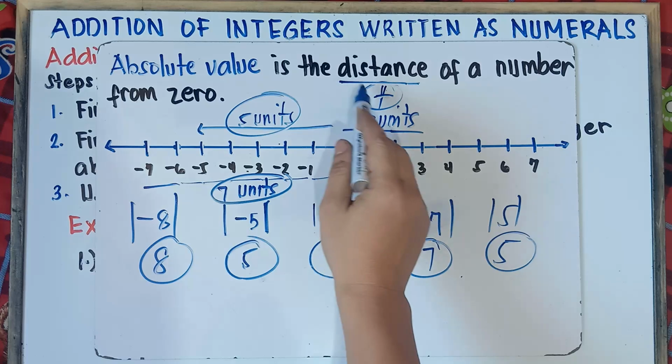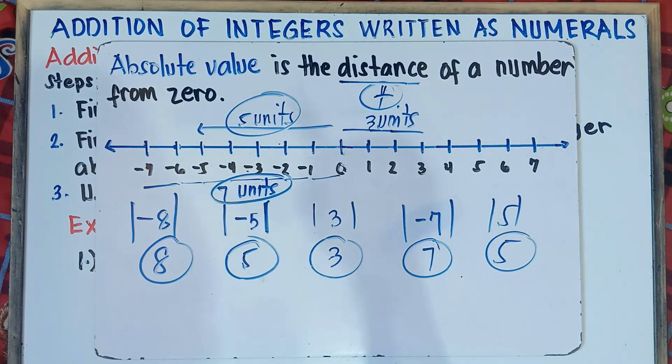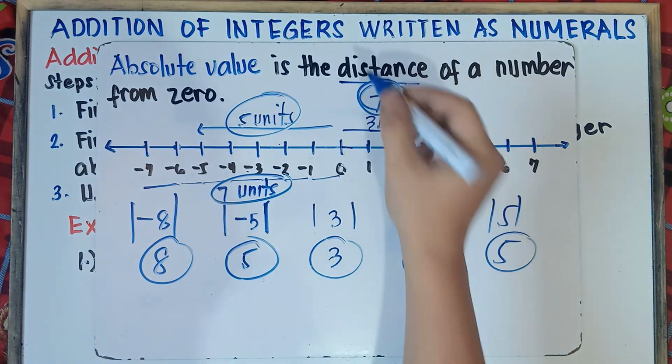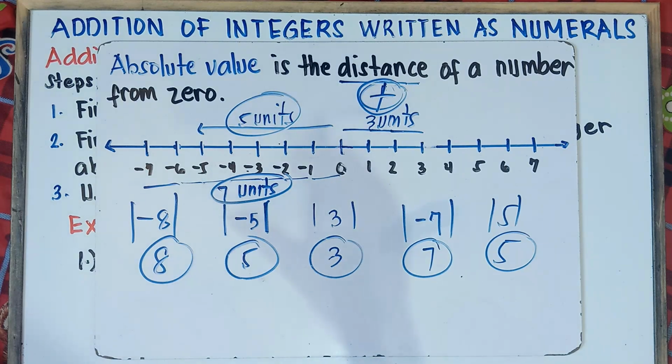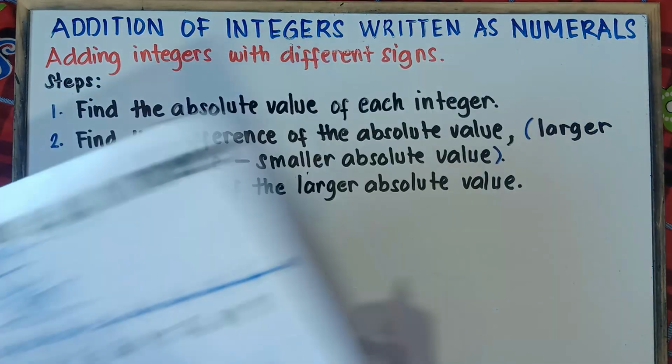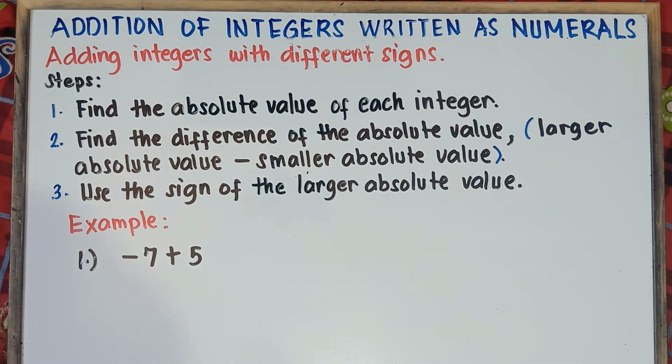Absolute value is the distance of a number from 0. And distance is always positive. So if it's clear for you class, let's follow the following steps. Alright, so let's proceed to the steps.